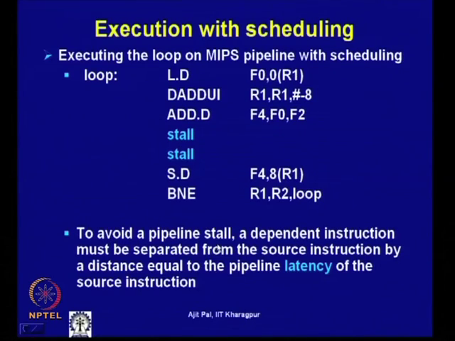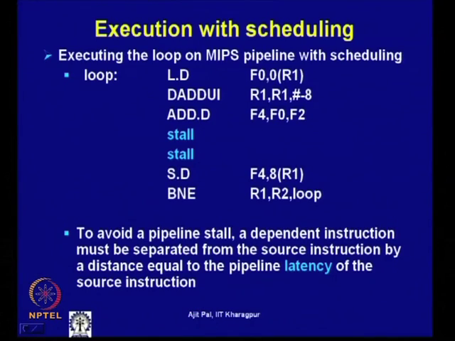So, to avoid a 5-line stall, a dependent instruction must be separated from the source instruction by a distance equal to the 5-line latency of the source instruction. So, in this situation, whenever you have very few instructions in your straight line code, you cannot really overcome these stalls. However, this can be overcome if you do loop unrolling.